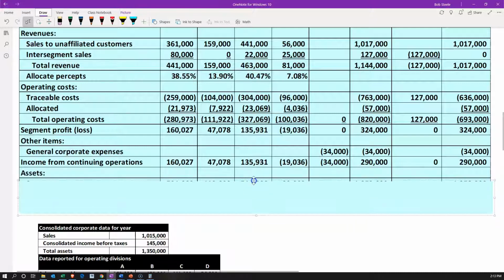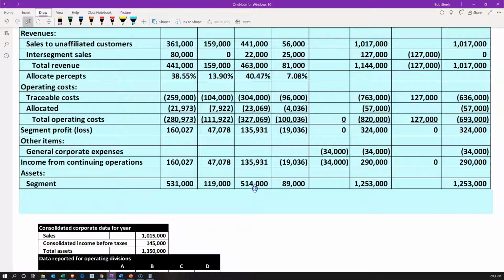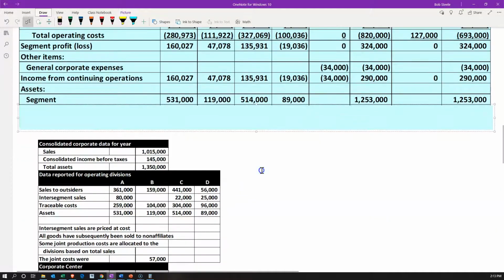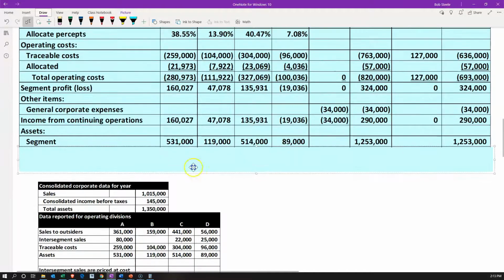So next we're going to look at the assets then. We have the assets that we're going to have to apply out to the segments, and we're going to need to use our rule, possibly our 10% rule, to see if we have to do reporting for the segments based on the asset test. One of our rules is the 10% rule on the assets. So we're going to say segment assets are given from the table: the 531, the 119, the 514, and the 89. So there they are here.